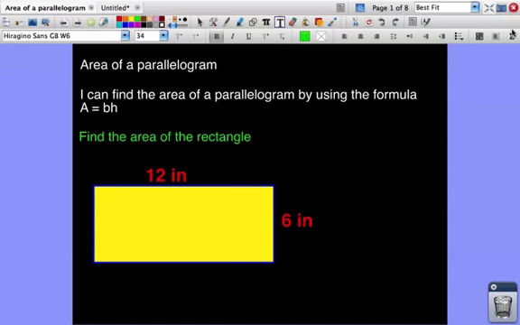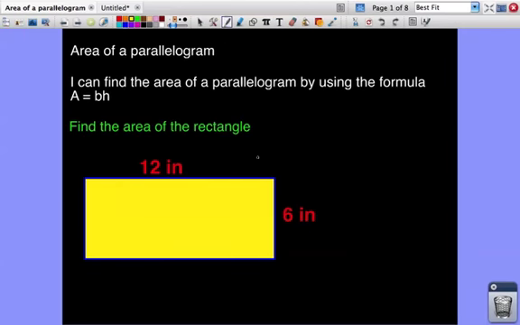Guys, this is the video for finding the area of a parallelogram. And if we take a look at our I can statement, it says I can find the area of a parallelogram by using the formula A equals B times H. And we will talk about in just a second what that exactly means.